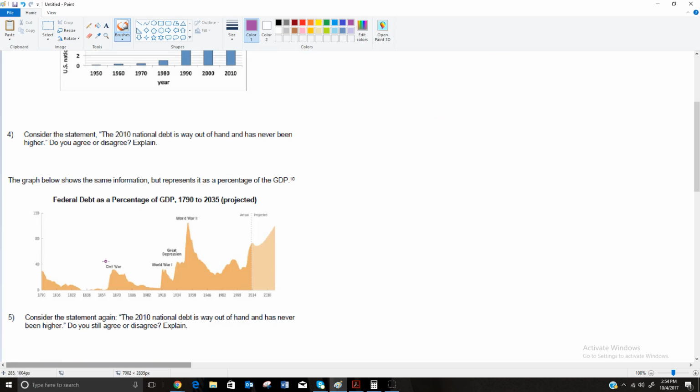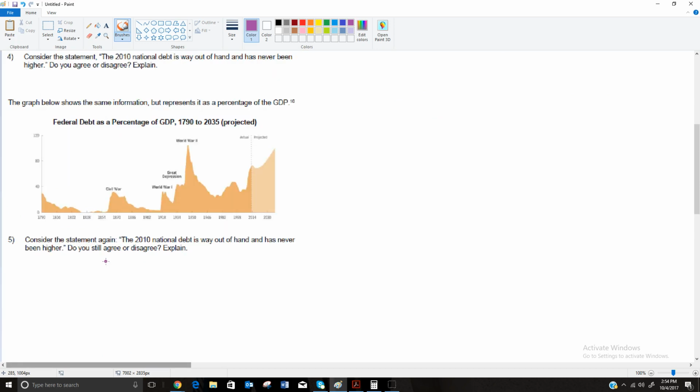So let's go on and look at the second graph. The second graph shows the same information, but it's represented as a percentage of the GDP. So the GDP is the federal debt as a percentage. What they're doing here is taking our debt and comparing it to the goods and services that we produce. So think about it as your own personal income.